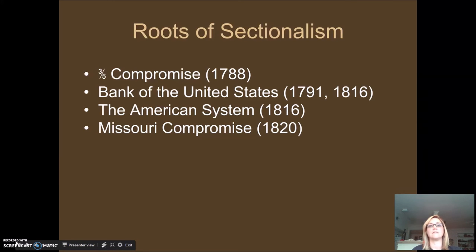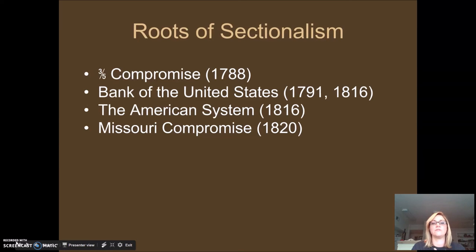The Bank of the United States, both the first and second, was very much more beneficial for Northerners, for the development of industry, for strengthening banking and loans and currency, which is great for commerce, not so great for trade, which the South is dependent upon. There's the American System in 1816. We talked about the American System. There were all these tariffs, which is great for industry, and internal improvements with roads and canals and steamboats and railroads, and it was awesome for everyone except the South.